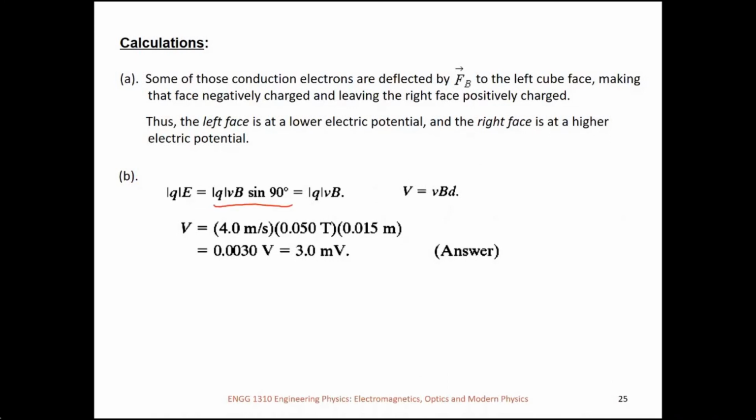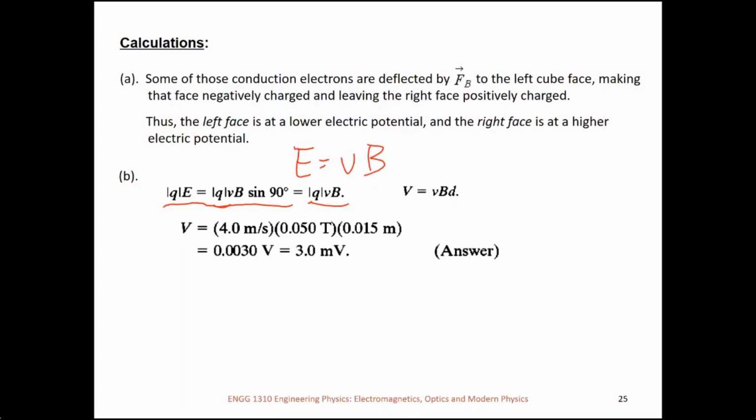When a potential difference voltage is built, there will be an electric field built between the two faces. Assume this electric field is E, so we are going to have QE equals QVB sine 90 degrees. That is directly QVB. We don't need to care about how much Q is, or whether it is negative or positive. We just use the absolute value of Q, so we have E equals VB.